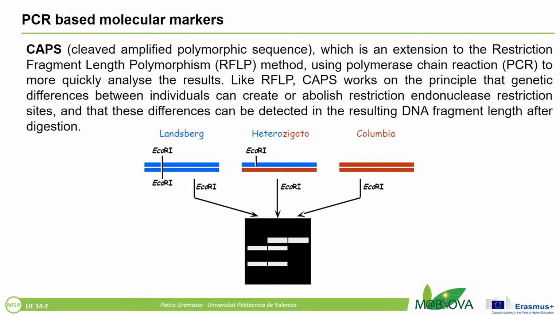As I said before, CAPS are codominant markers and they are highly reproducible. The main difficulty is that prior knowledge of the sequence of the DNA fragment is required, in addition to the high price of some restriction enzymes.